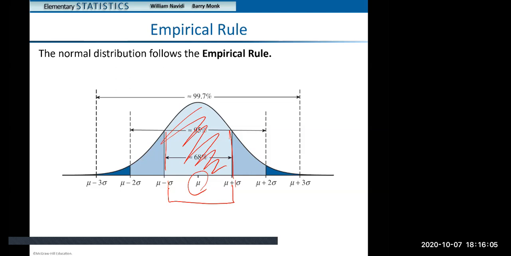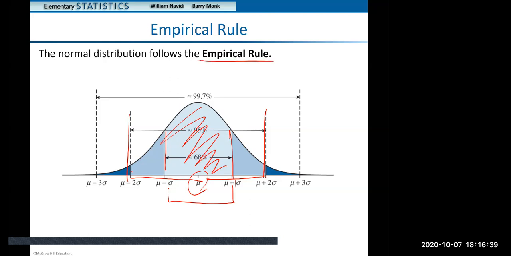If you want to get the area from two standard deviations away from the mean, so mu minus two standard deviations and mu plus two standard deviations away from the mean, the center, if you get the total area from here to here, that is equal to 95%. And same thing, if it's three standard deviations away from the mean, that is exactly 99.7%. So you know this from the empirical rule.